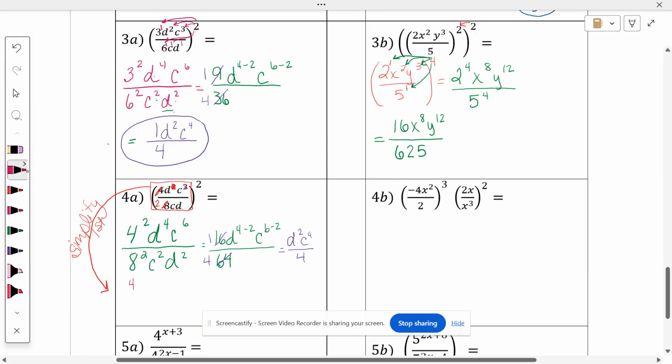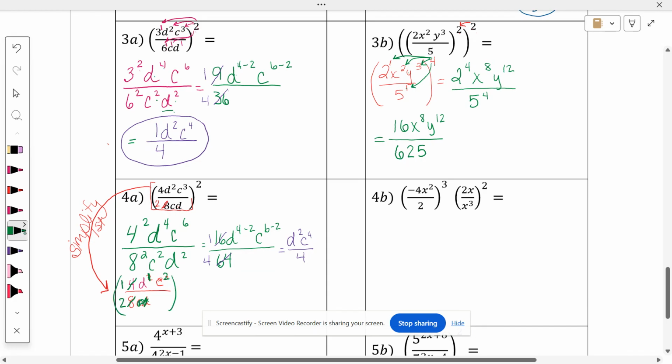So I have 4d squared c cubed over 8cd. So again, 4 cancels out, or 4 goes into itself one time, 4 goes into 8 2 times. 2 minus 1 is 1. 3 minus 1 is 2.